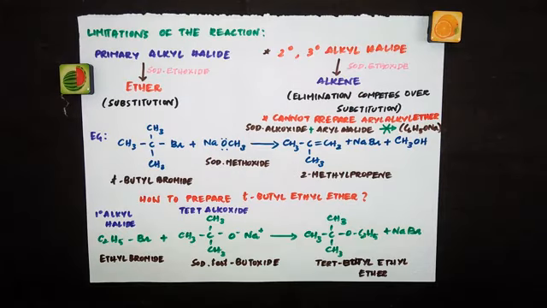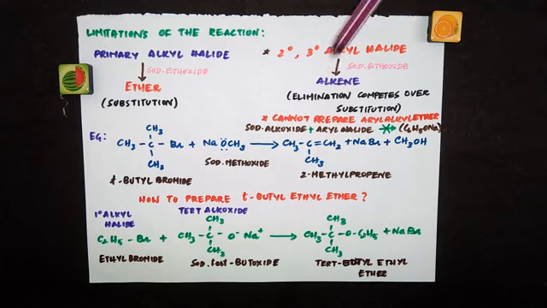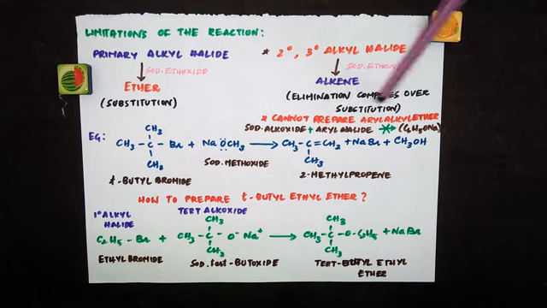If you take a primary alkyl halide and treat it with sodium ethoxide, you will get ether. And here what happens? Substitution takes place and it follows SN2 mechanism. If you take secondary or tertiary alkyl halide and treat it with sodium ethoxide, you will end up with alkene. Just like how we said there, elimination competes over substitution.